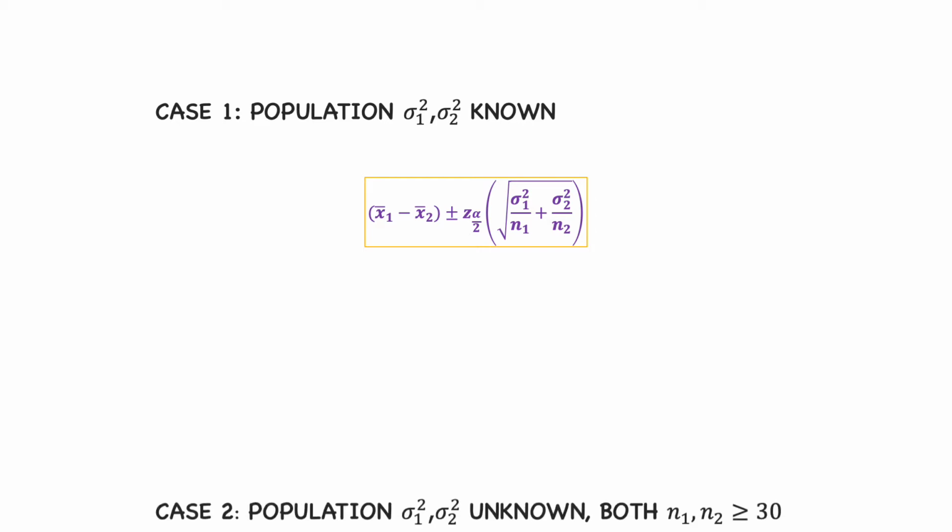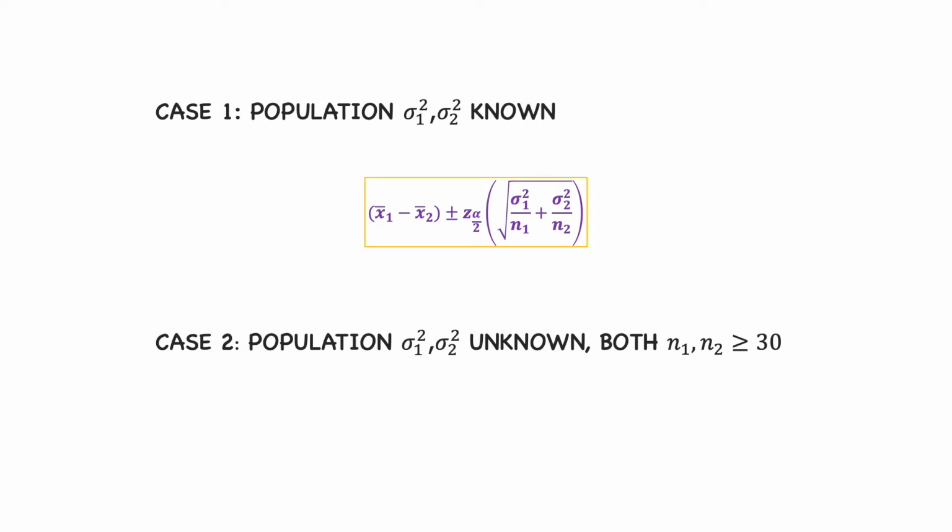And case number 2, the population variance or population standard deviation is unknown, but the sample size for both populations is greater than or equal to 30. The formula is given by x bar 1 minus x bar 2 plus minus z alpha over 2 times the square root of s1 square over n1 plus s2 square over n2.